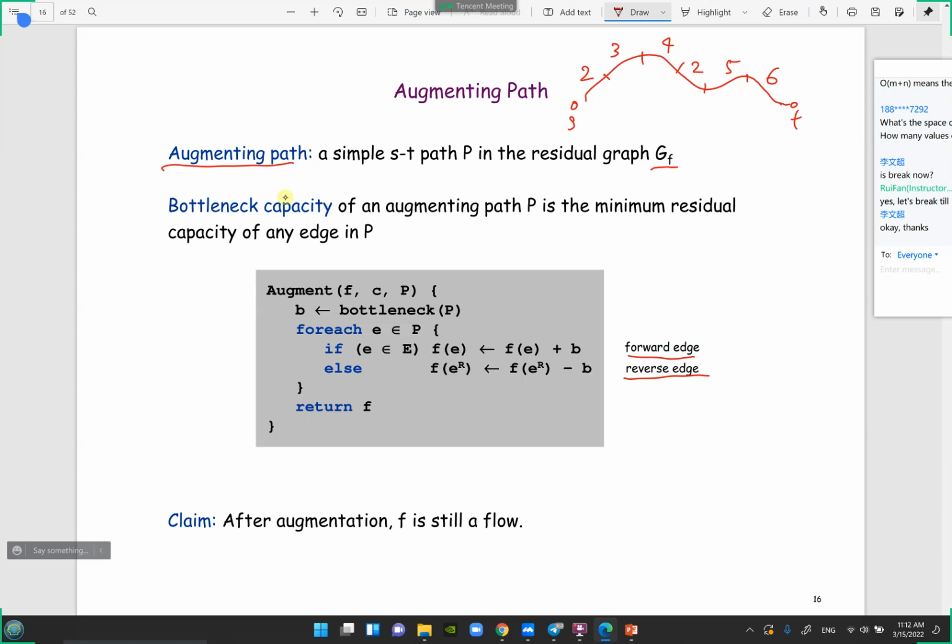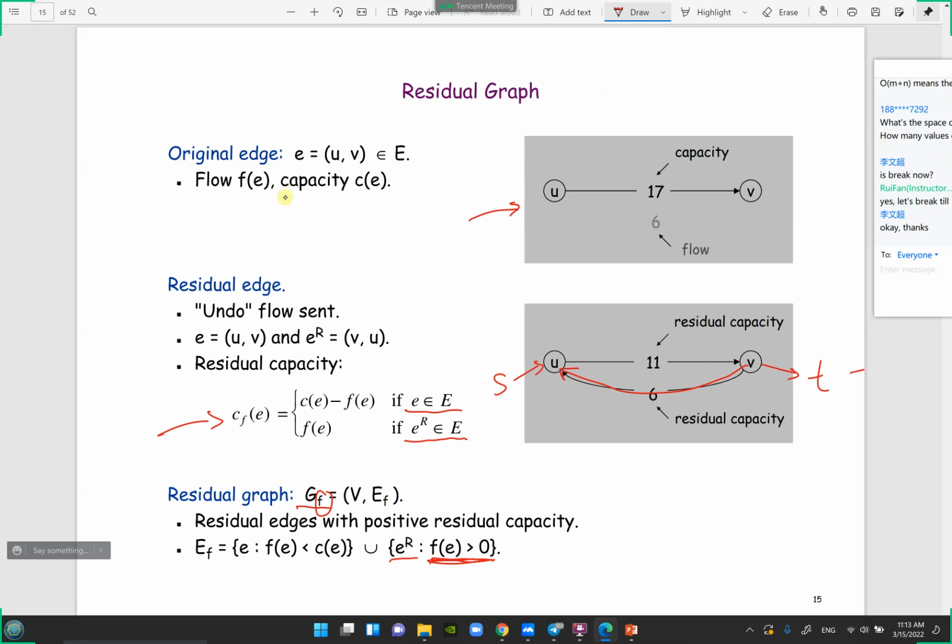And then you can check that after you augment a path, F is still a flow, because on each of these edges, we have this positive capacity. If the capacity is in the forward direction, then let's go back to this example here. If we're sending more flow over here, let's say that you're trying to send 4 units of additional flow. Well, that's fine because we have a capacity of 11 over here.